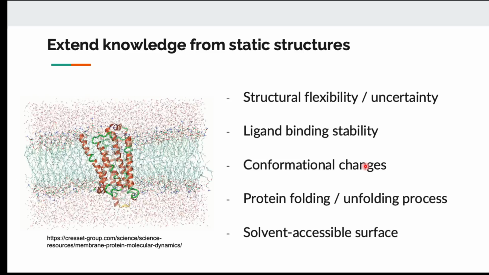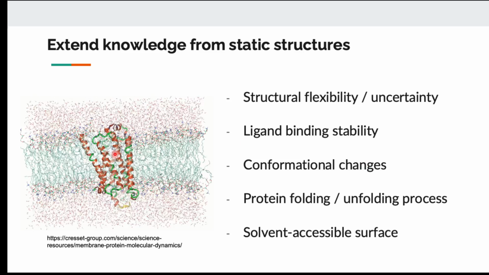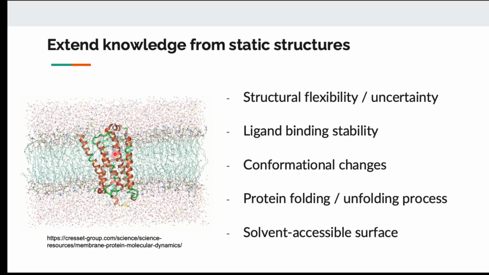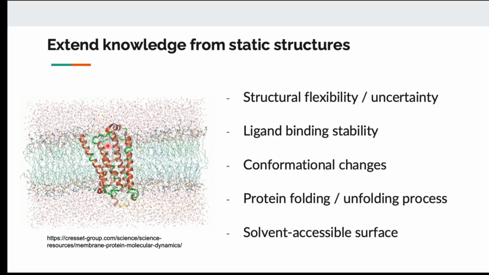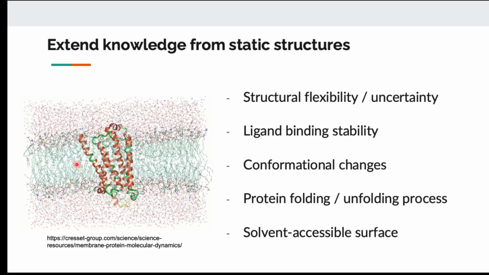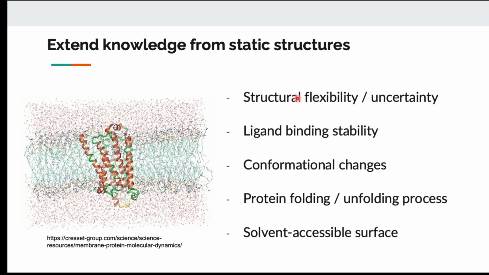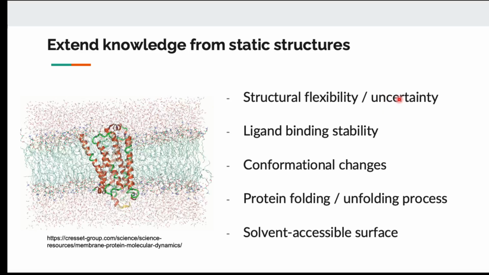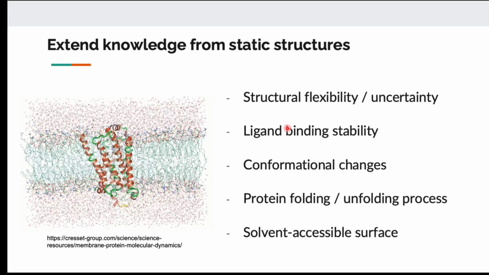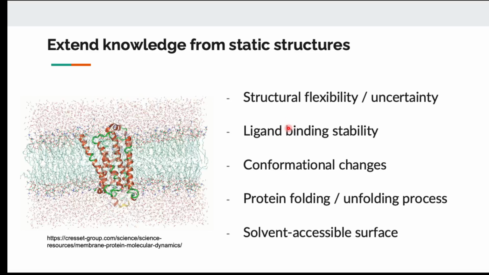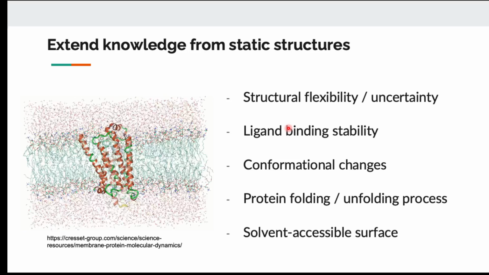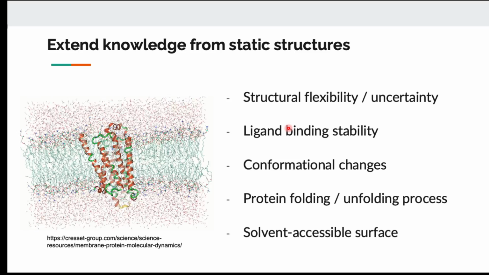The concept is simple. Once we have the predicted structure, the static structure from either experimental data or from AI, next we want to understand how it moves inside the cells or maybe inside the membrane, like in this example. So we want to learn structural flexibility, and we want to learn the uncertainty of the structure. If it's a binding between protein and ligand, we want to know if the binding is stable. If we allow the protein to move and the ligand to move, will they come apart from each other, or will they stay bound to each other?